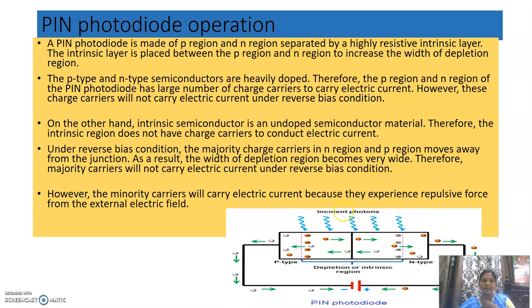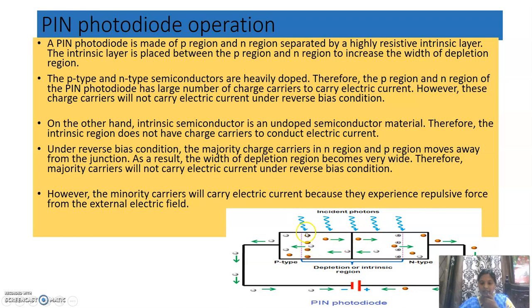So we take a p-type and n-type semiconductor which are heavily doped. Now this entire intrinsic region will act as a depletion region. So we have a large depletion region. Here also, the photon is incident into the entire p-n region. When a photon is incident, electron-hole pair generation takes place, that is nothing but the internal photoelectric effect.